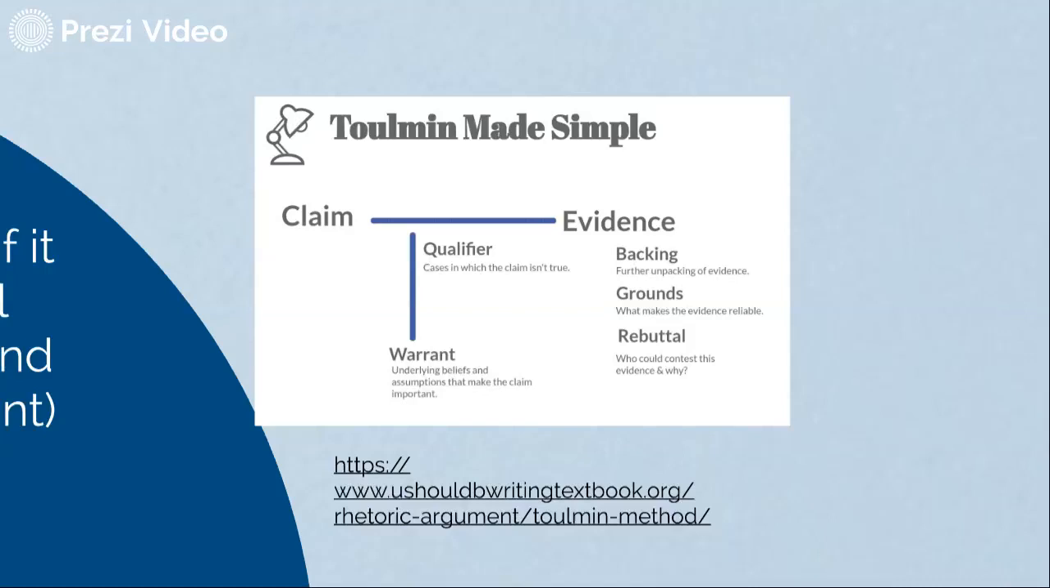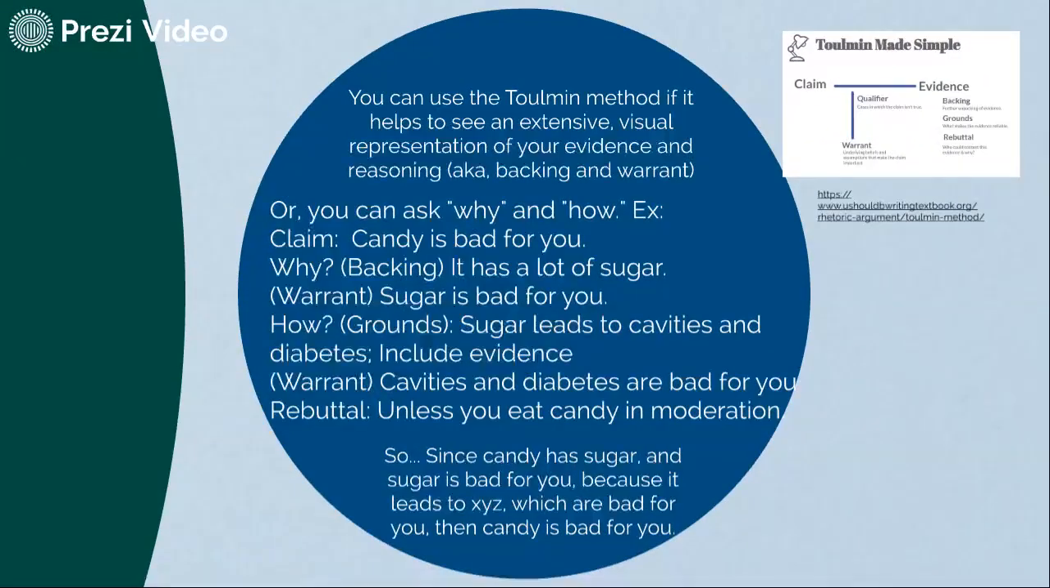Even though this says Toulmin made simple, I still find that it's not the most accessible method for using or presenting your argument, especially if you're new to writing argumentative essays. So I prefer to use the why and how asking method, which is just asking why and how until you really can't anymore. So I have a little example here.